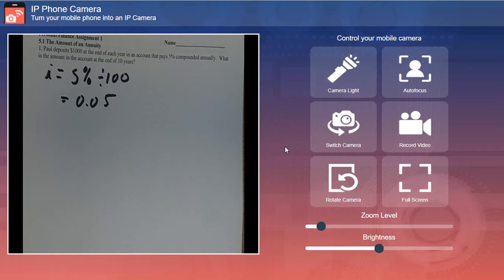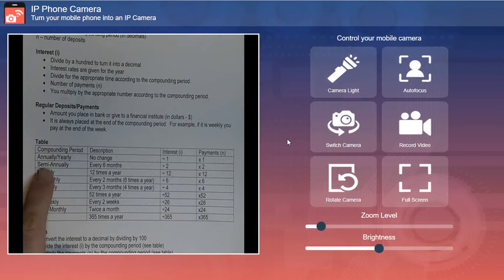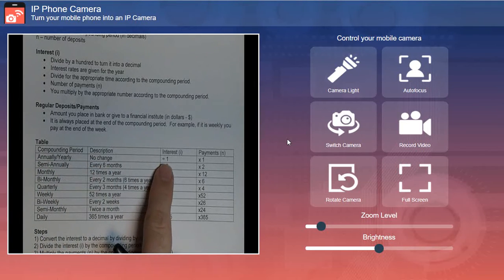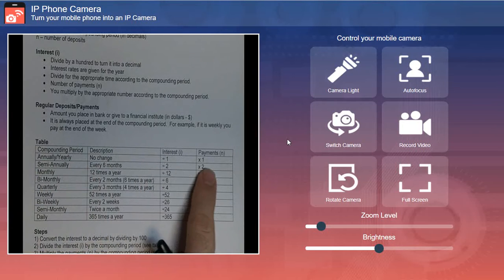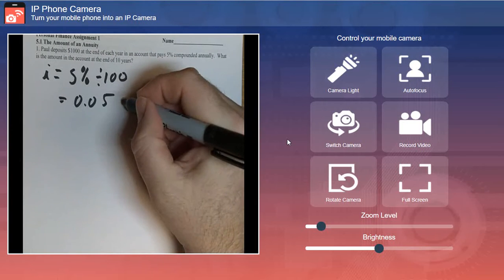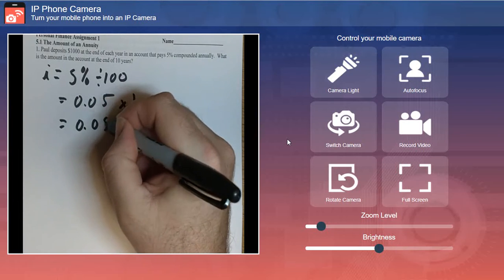But just to stay consistent, I'm going to bring this table over here. In the table it says annually. There's no change, so the interest rate gets divided by 1, and the number of payments gets multiplied by 1. But I'm going to show it just to stay consistent, so I do it for all of them. So it's times 1, so my interest rate is 0.05.